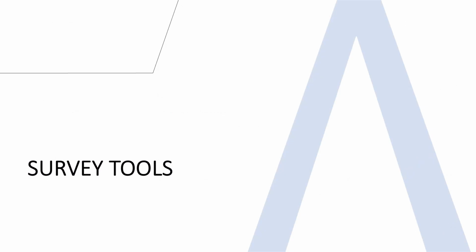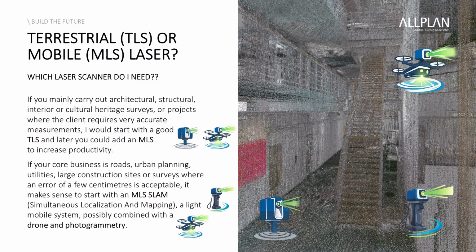Let's start by analyzing the types of surveying instruments available on the market. As I mentioned, we have two main categories, terrestrial laser scanners and mobile laser scanners. From now on, these will be referred to as TLS and MLS. First of all, I need to ask myself which instrument I need, or at least from which type of instrument the point cloud should be derived. There are different types of situations. Now I need to specifically identify the types of work I am going to do.